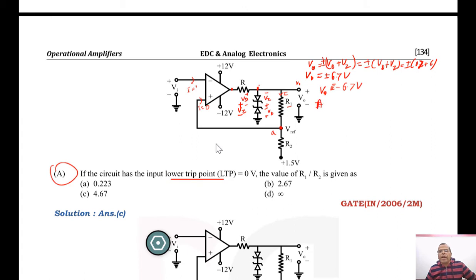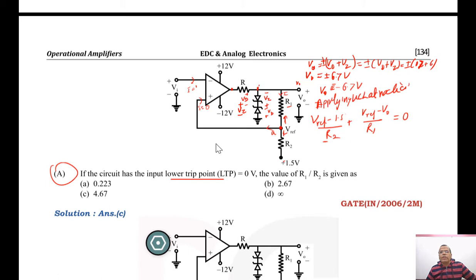So applying KCL at node A, we get Vref, the voltage at node A, minus this voltage, which is minus 1.5 volt, divided by resistance R2, plus Vref minus V output, divided by resistance R1, should be equal to 0. Why? Because this is the current going this way, this is the current going upward, and the current in this direction is 0. So the sum of these two currents is 0.